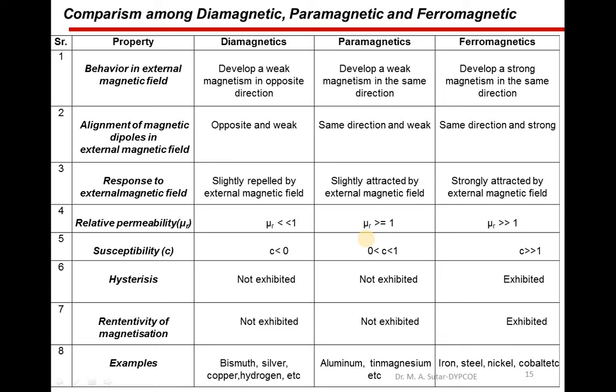This is the chart which is giving the comparison among diamagnetic material, paramagnetic material and ferromagnetic material. You can go through this particular chart. It's simple, and that's why I'm not going to explain this particular chart once again.